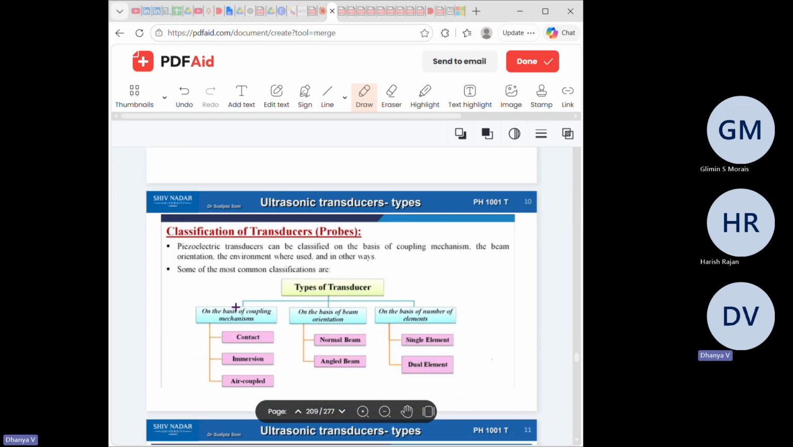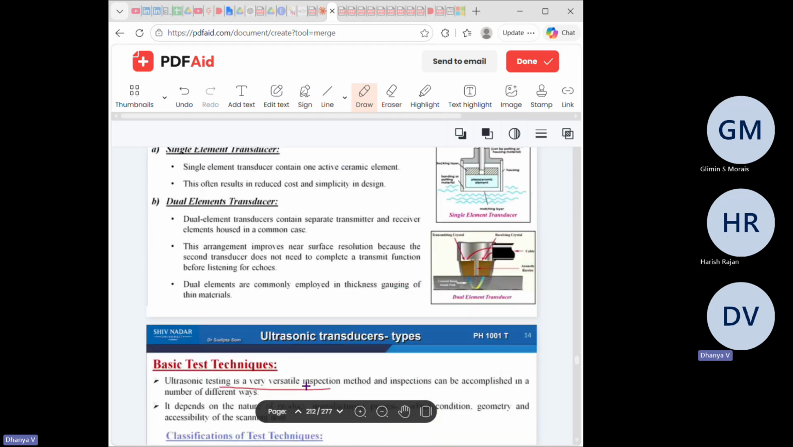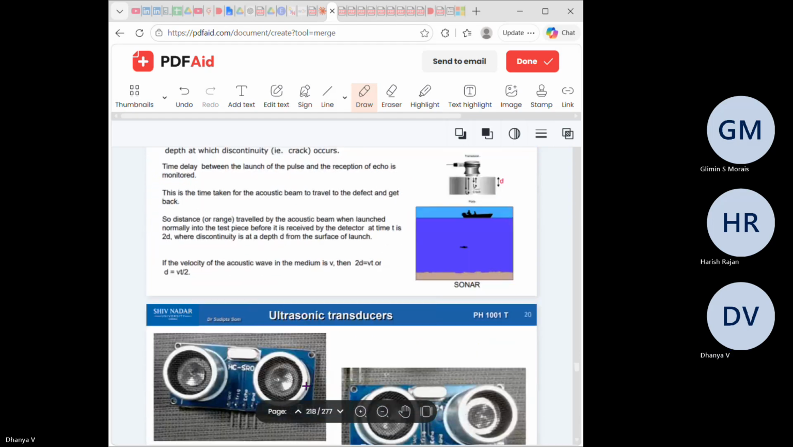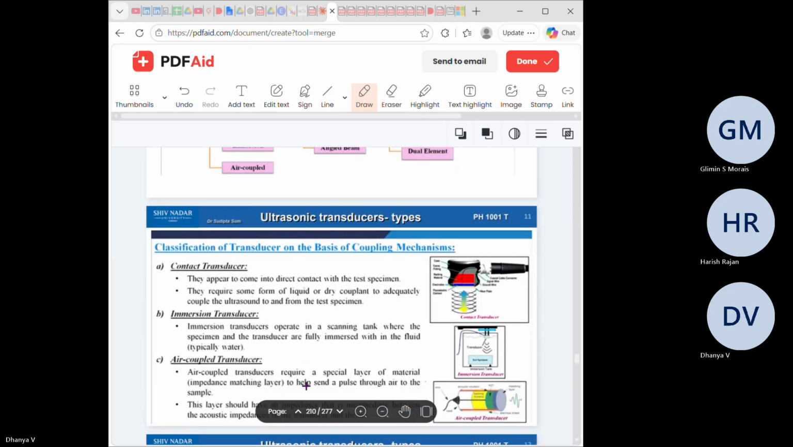Okay. So your types of transducers: contact, immersion, air coupled, normal beam, angle beam, single element, dual element. I think you'll be able to understand if you see the examples of what it is. Okay, so contact transducer. So just as you come in contact with the test specimen. What are you doing? You have to test whether there is some crack that is there. So for that you will use your transducer generally. This is one of your applications for your ultrasonic transducer.